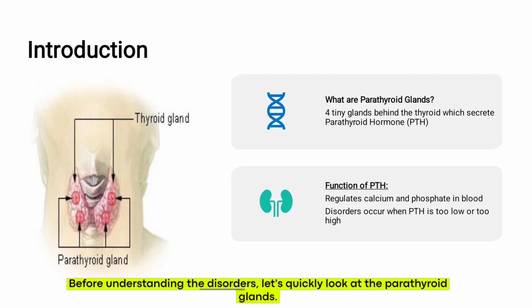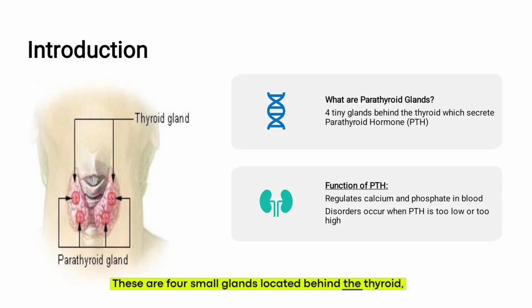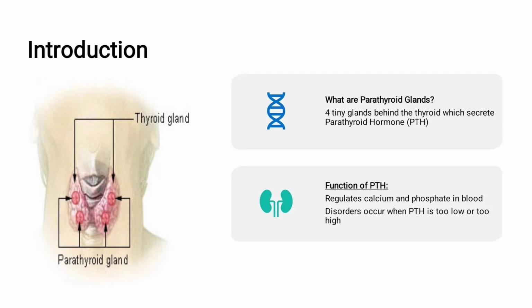Before understanding the disorders, let's quickly look at the parathyroid glands. These are 4 small glands located behind the thyroid, and they secrete parathyroid hormone, or PTH. PTH plays a key role in regulating calcium and phosphate levels in the blood. Any imbalance in this hormone, either too low or too high, leads to parathyroid disorders.